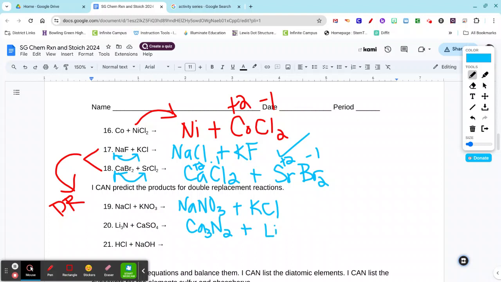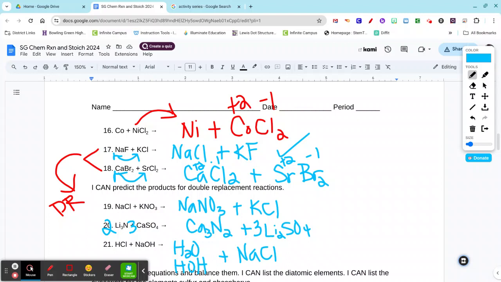And then my Li is going to go with my SO4, and this will be a 2 because of the charges. And so then I have a little bit of balancing to do. So if I put a 2 here for my nitrogen, that's going to give me 6 lithium. So if I put a 3 here for my lithium, that's going to give me 3 sulfate. If I put a 3 here for my sulfate, it's going to give me 3 calcium, which is what I need. And then this last one should be H2O, or you can write HOH, either one is fine, and NaCl, and those should already be balanced as well.